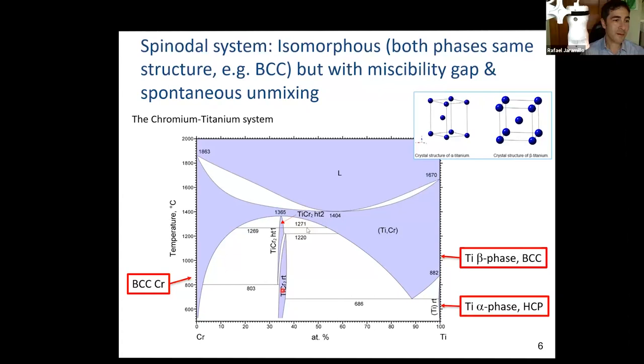So there's this funny tie line here that starts off at 1271, jogs down a little bit to 1269. That indicates the transformation in between the high temperature one and high temperature two polymorphs of titanium chromium two. Yeah, it gets complicated in a hurry. So these diagrams are drawn minimally because if they were drawn with all the features, it would be unreadable. But you do need to learn how to read them.